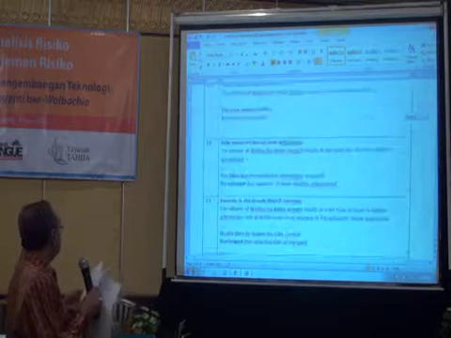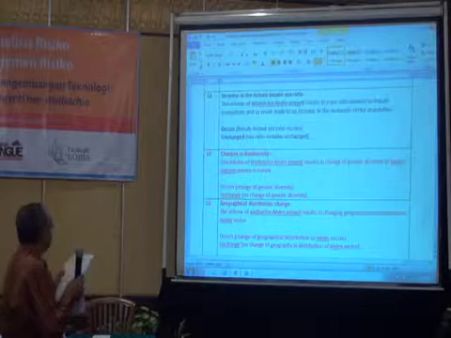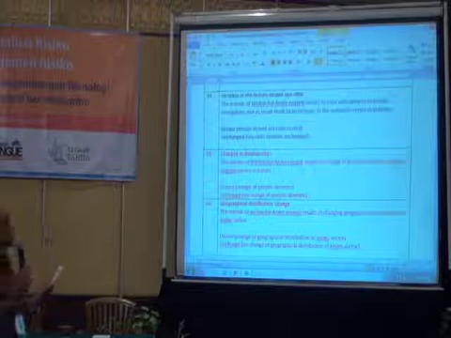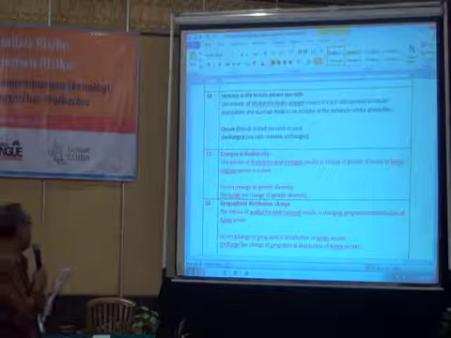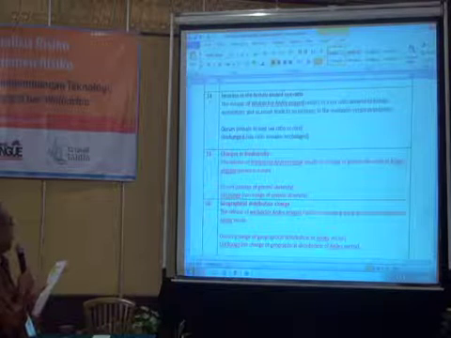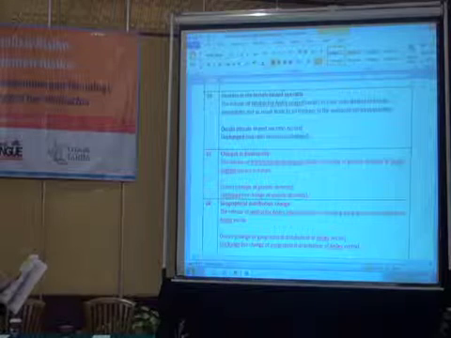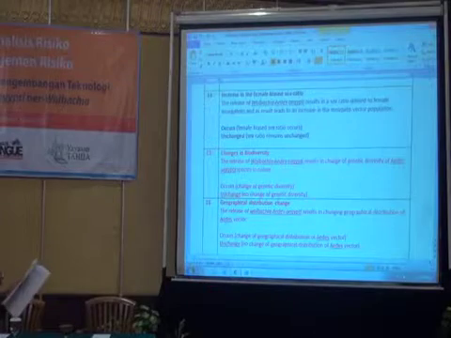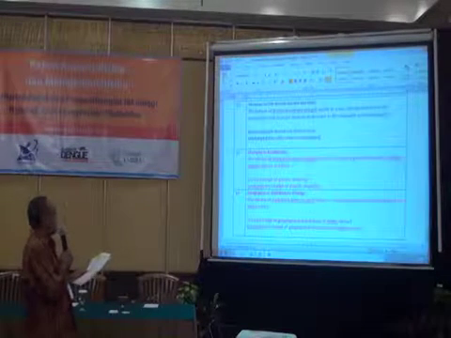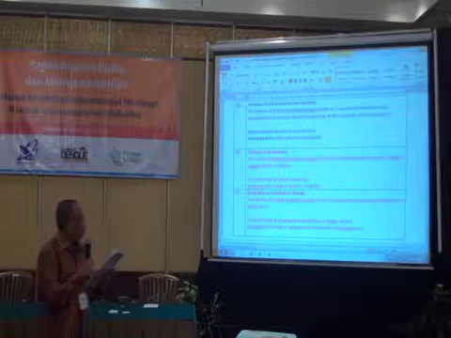Yeah, the next. Increase changes in biodiversity. The release of Wolbachia Aedes aegypti results in change of genetic diversity of Aedes aegypti species in nature. Occurs change of genetic diversity, or no change of the genetic diversity. Okay. And then number 16, geographical distribution change. The release of Wolbachia Aedes aegypti results in changing geographical distribution of Aedes vector. Occur change of geographical distribution of Aedes vector, or no change of geographical distribution of Aedes vector.